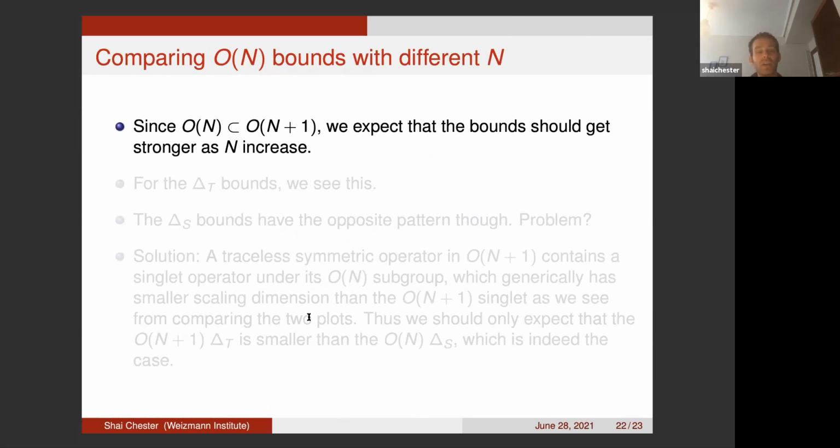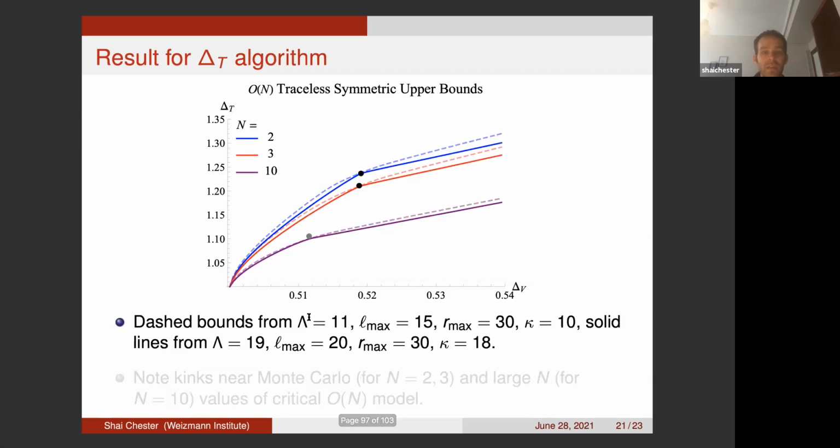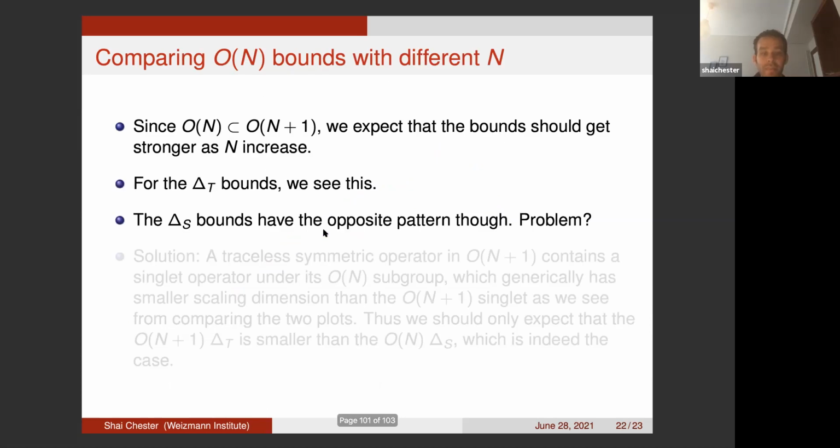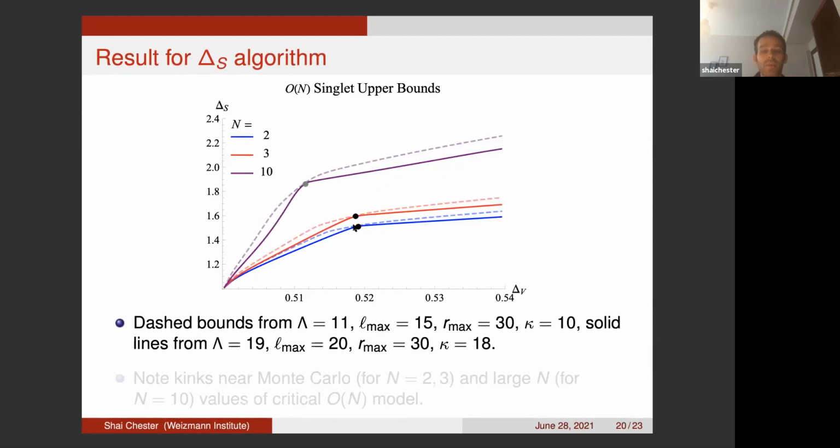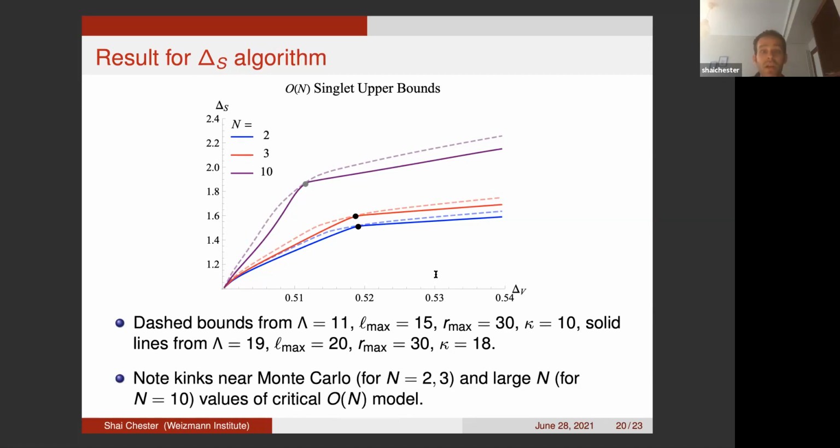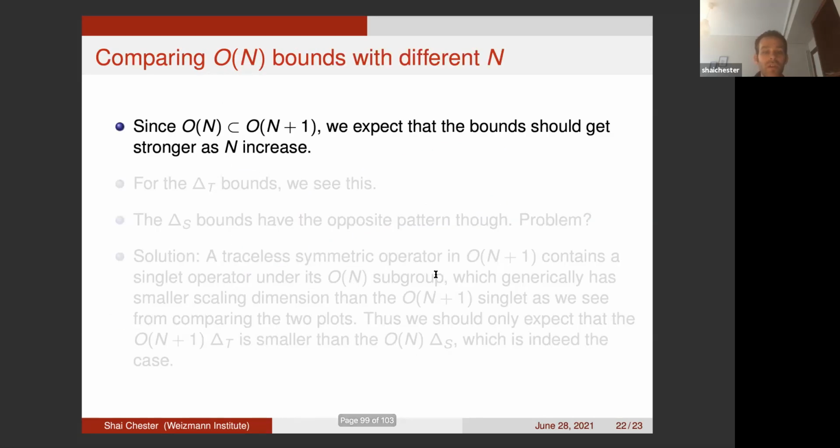So in general, because O(N) is a subgroup of O(N+1), that means we expect that the bounds should get stronger as N increases, because we're putting in a more restrictive symmetry group. And so for the traceless symmetric bounds, we see this very explicitly, which is that the purple line is below the red line, which is below the blue line. These are all upper bounds. That means it's getting more and more restrictive. But the singlet bounds seem to have the opposite pattern. We notice here that the blue bound seemed more constricting than the red bound and the purple bound. And so is this a problem? I mean, they seem to break our intuition about the fact that O(N+1) should be more constricting than O(N). So the solution is that you have to be very careful about how you define your representations in O(N) versus O(N+1).